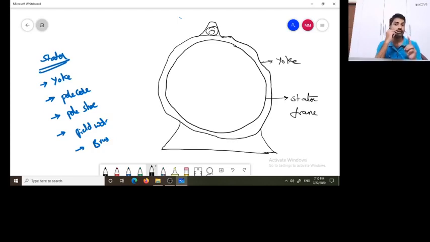Yoke is not a conducting material, so it is made up of a low reluctance material. Here the stator frame, I already told that the stator frame is called the inner part of a yoke. So this stator frame also comes under yoke. The stator frame here is made up of a low reluctance material. That's all about the yoke.